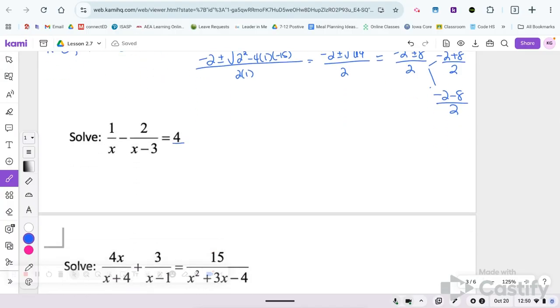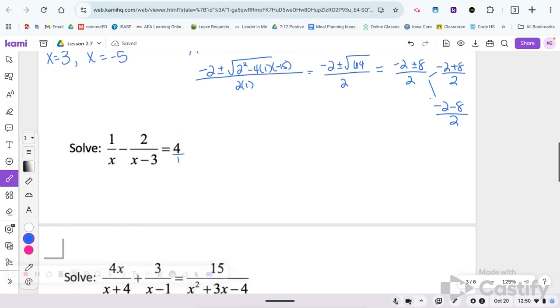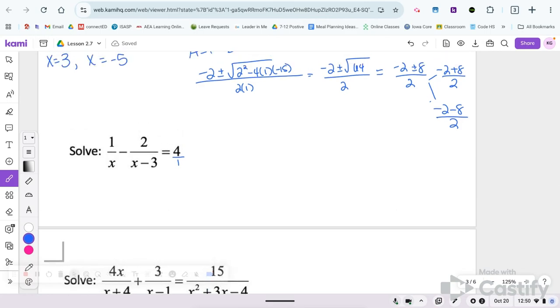On the second one, the first thing I'm going to do is make 4 into a fraction. I'm going to make it 4 over 1. Now, one thing to know in this section is that when I have a denominator of x and a denominator of x minus 3, there's no way I can just add a negative 3 to get them to be like denominators. You have to do it by multiplication. So there's nothing that I could multiply x by in order to make it x minus 3.